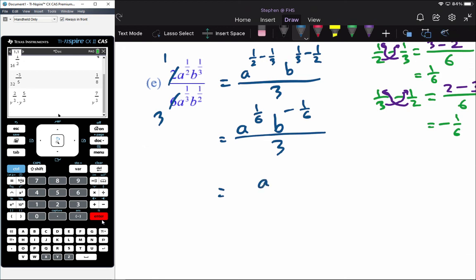Well, it's not too bad. You just keep everything else the same, and whatever has the negative power jumps to the bottom and loses the negative power. And that's exactly what's going to happen. So b to the power of 1 on 6. And there we go. Our final answer is a to the 1/6 over 3b to the 1/6.